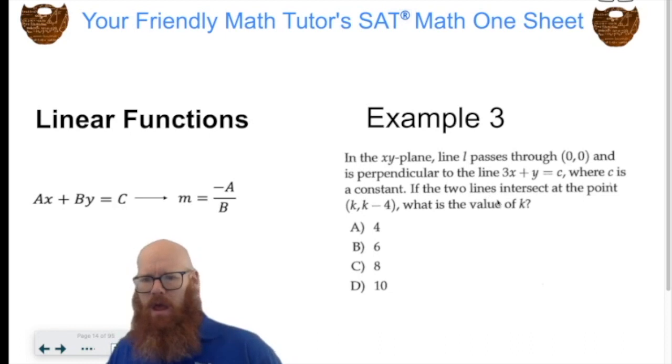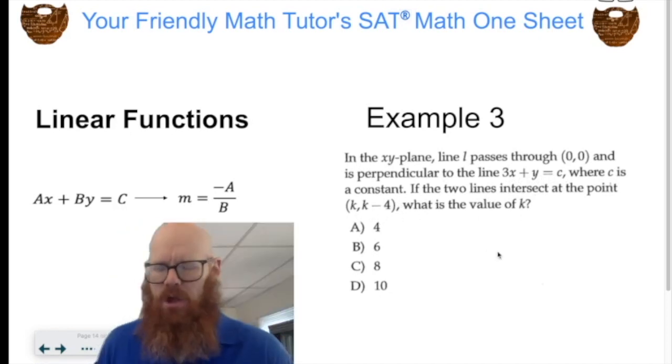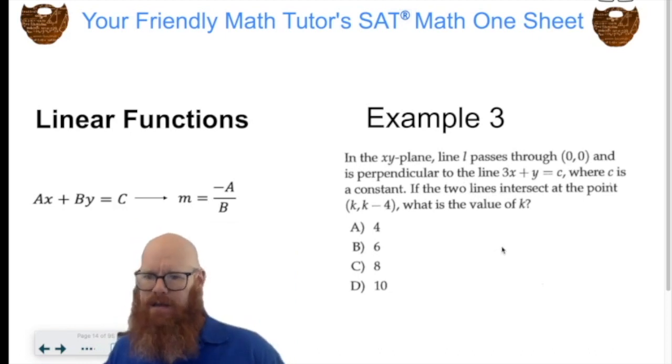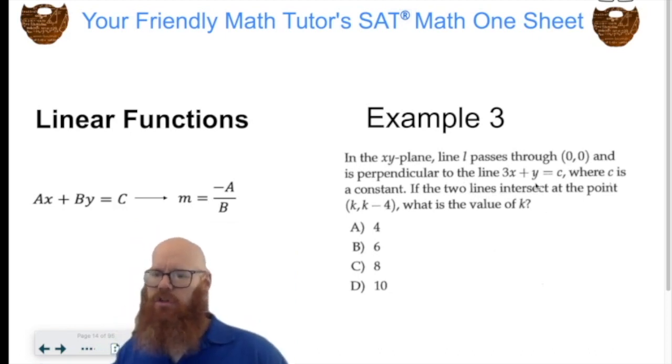So we have line L passes through the origin and is perpendicular to line 3x plus y equals c, where c is a constant. If the two lines intersect at point k, k minus 4, what is the value of k? So what I want to do is find the equation of the line that passes through the origin and is perpendicular to this line.